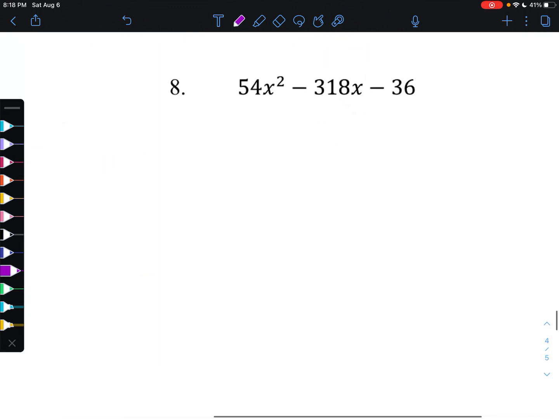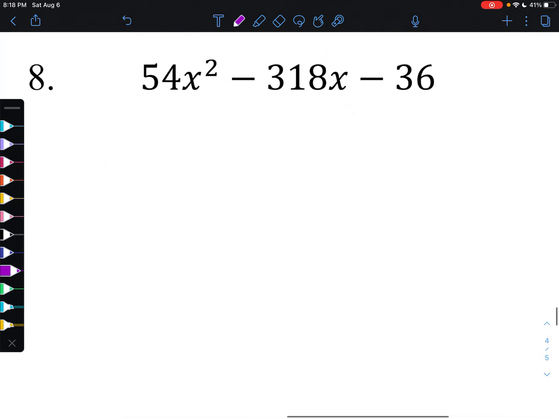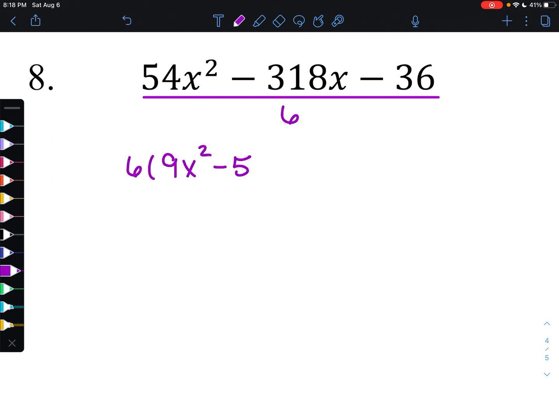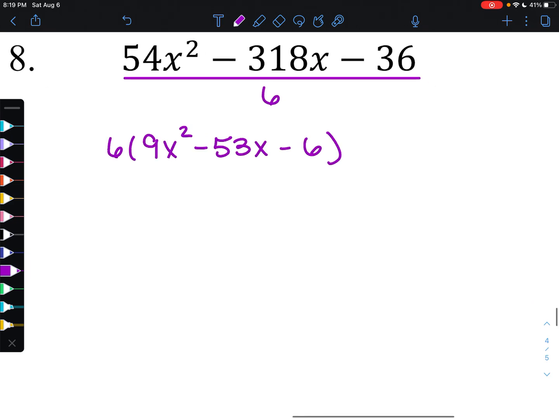The only one that is super duper different from all the rest is number 8. And even so, it's not extremely different. We're looking for a greatest common factor, and all of my terms actually have a greatest common factor of 6. So I'm left with 9x squared minus 53x minus 6. And then what I would do from here, once I've taken out that greatest common factor, I'm just going to kind of ignore the 6 in the front for a minute.